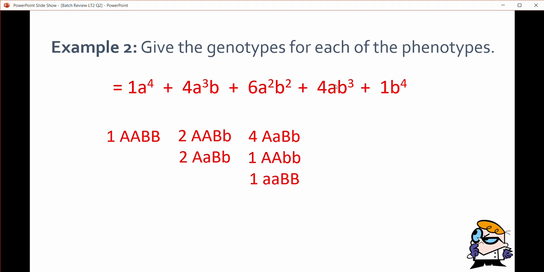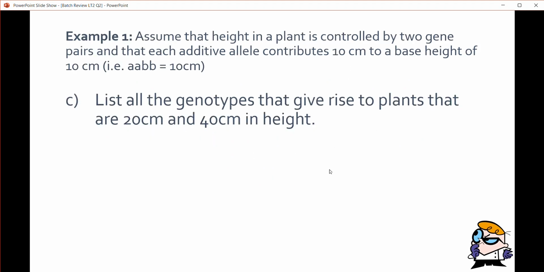For this one, you have only 1 dominant and 3 recessive. So you have 1 big A, 3 recessive over here, 1 big B, 3 recessive over here. There are 2 and 2 there, so there are 4 counts here. And finally, all recessive, small a, small a, small b, small b. And that will be how you will be getting the genotypes if it's asked of you. So again, make use of the Pascal triangle: 1, 4, 6, 4, 1. Okay. And list all the genotypes that give rise to plants that are 20 centimeters and 40 centimeters in height.